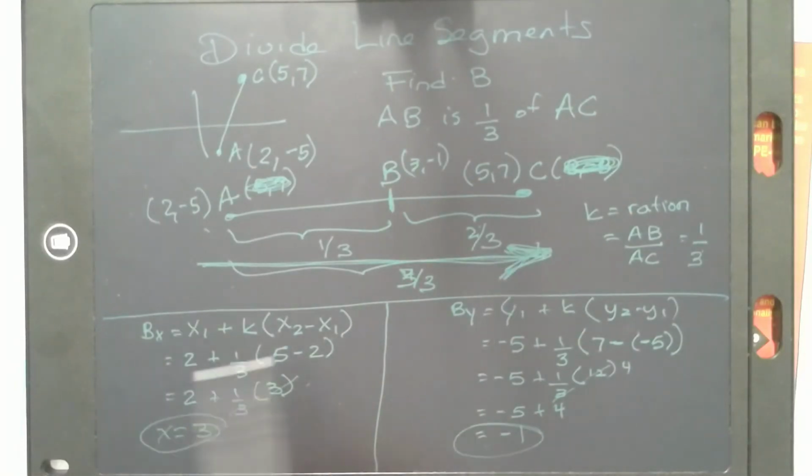And that's how you find the point when you divide a line segment by a given ratio. All right, so we're going to go ahead and do another one though.